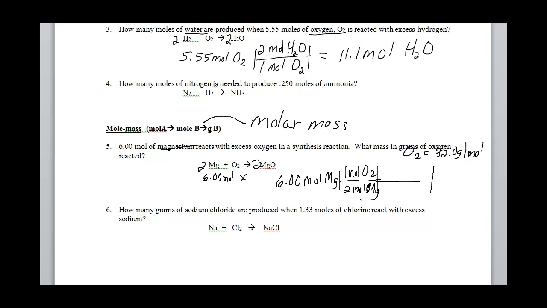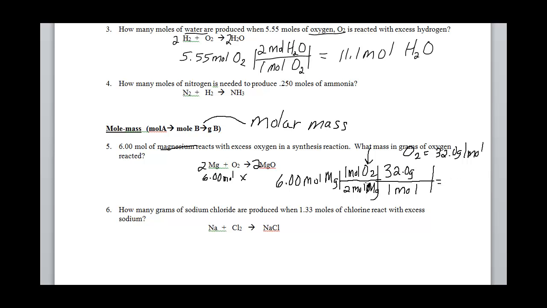Okay, so that changes it from moles of magnesium to moles of oxygen. Now though it asks for grams. I want grams, so grams goes on top. Well, what do I know about oxygen? And this is why I write this down, because I need to know the molar mass of oxygen. I don't care about magnesium. I'm done with magnesium. It's now oxygen. Well, 1 mole of oxygen has a molar mass of 32 grams.